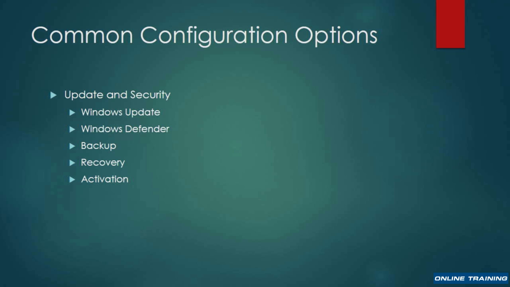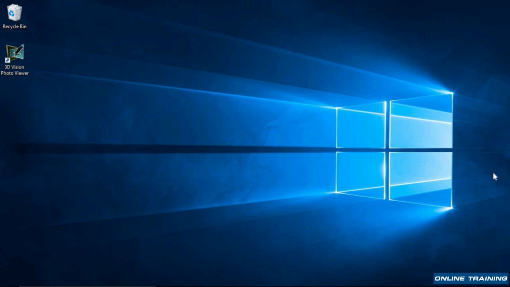In the recovery section, we have the ability to revert back to a previous version for 30 days, and we also have the Reset your PC option. This is also where you would go to activate your system. If your system had not been activated, you have a 30-day window after install to be able to activate.